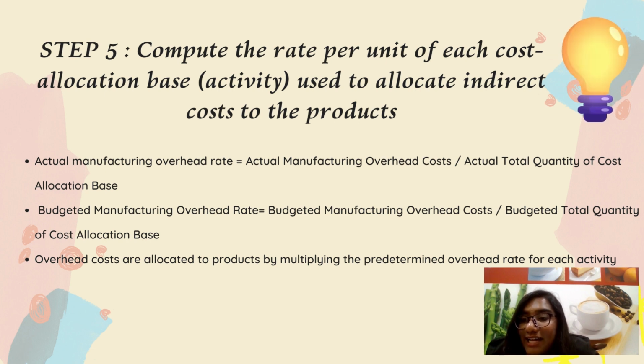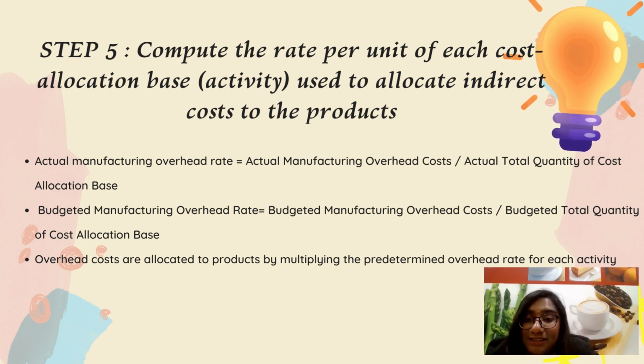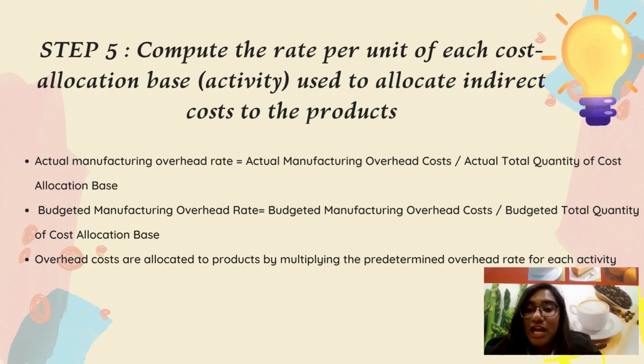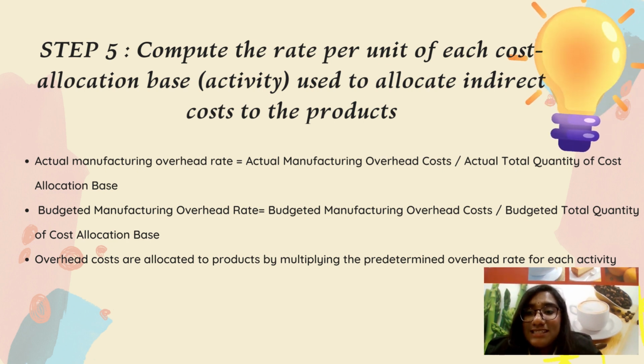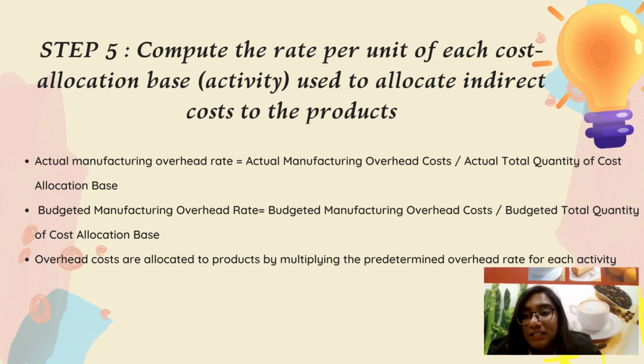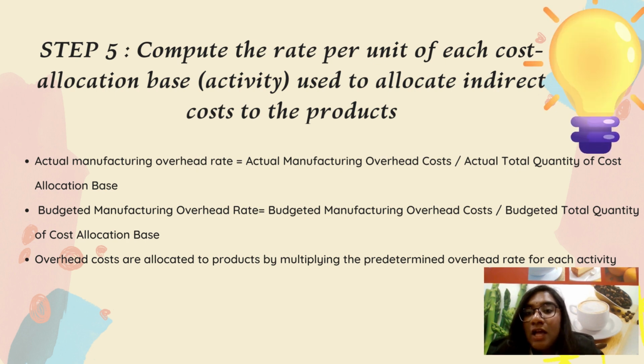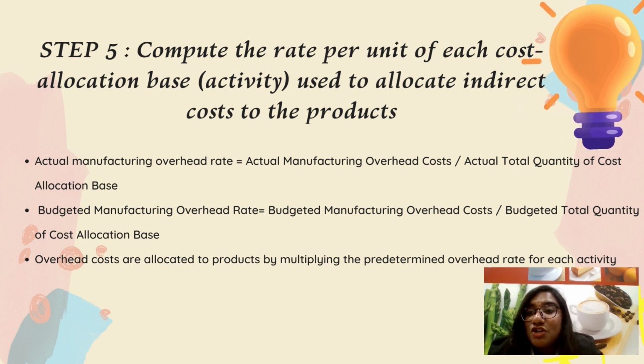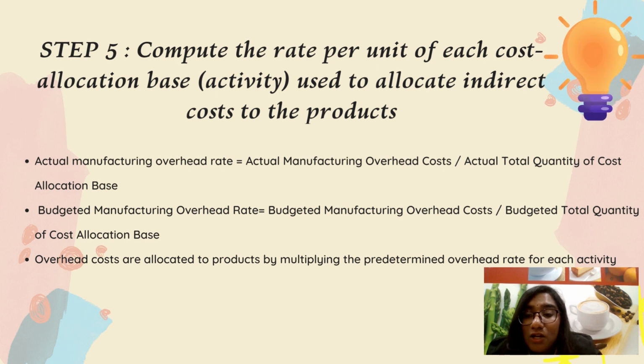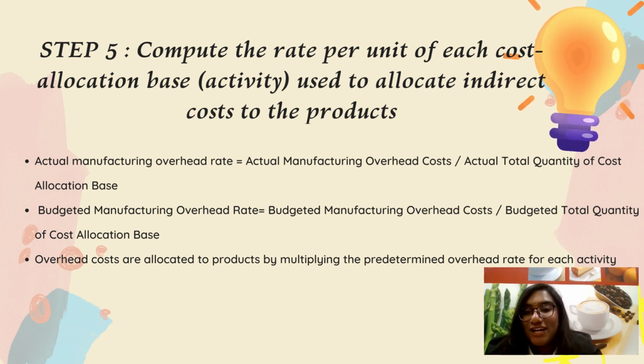Lastly, overhead costs are allocated to products by multiplying by the predetermined overhead rate for each activity. And to justify this step 5, we really need to know the activity and the predetermined overhead rate to compute the rate per unit of each cost allocation base used to allocate indirect costs to the products.